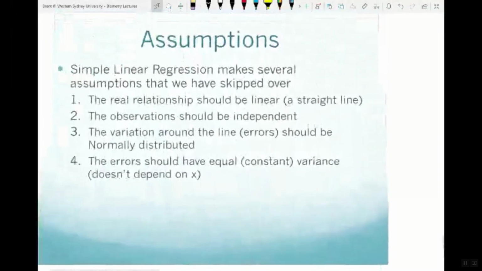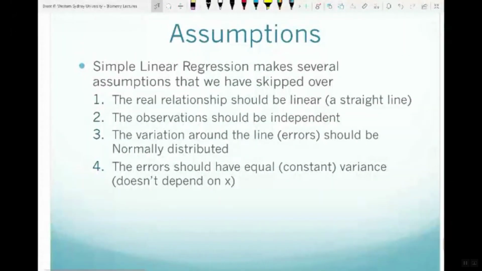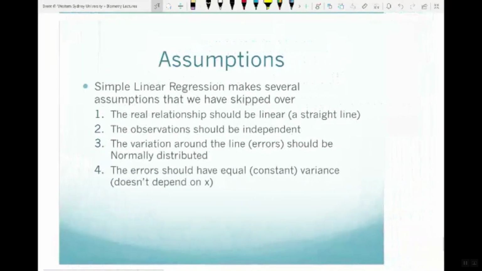So the last thing is, again, the assumptions that we made when we did simple linear regression. The real relationship should be linear, obviously. That's one big assumption that we made. We weren't sure of that. Working out the correlation coefficient helped us probably guess that that was going to be the case. It seemed very likely based on the correlation being so high for a linear correlation. The observations, again, should be independent of each other. The variation around the line should be normally distributed and should not depend on x.